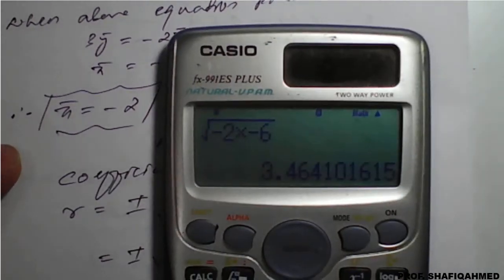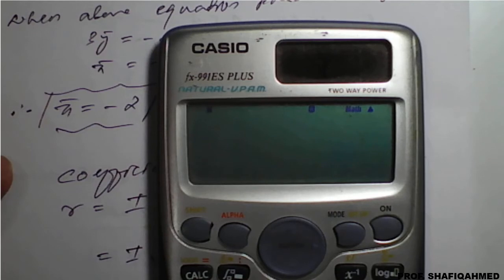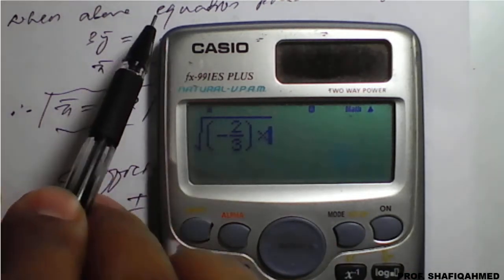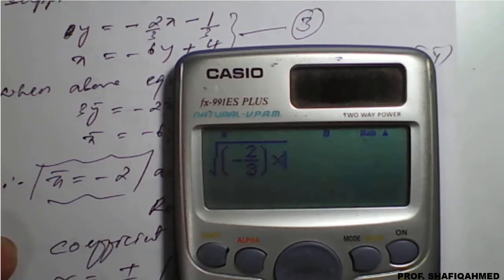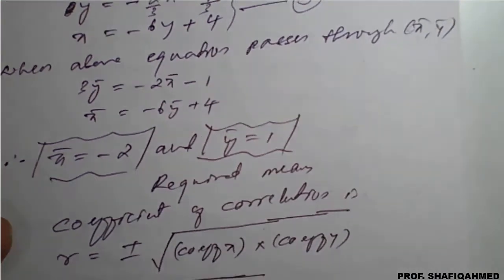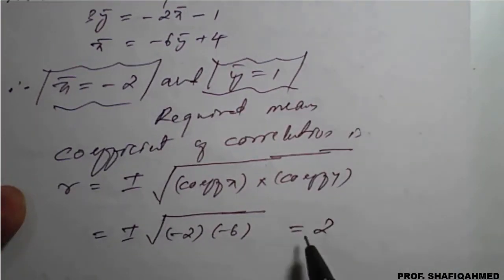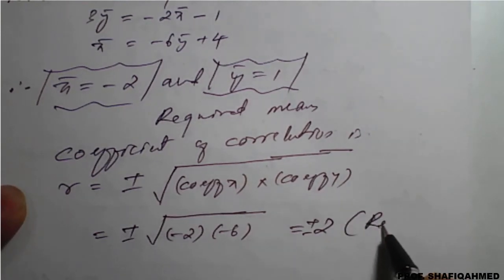So once again I will take the square root of minus 2 by 3 into, and the coefficient of x is minus 2 by 3 and the coefficient of y is minus 6. Then check the answer. So the answer is coming here 2, plus or minus 2, but this is rejected.